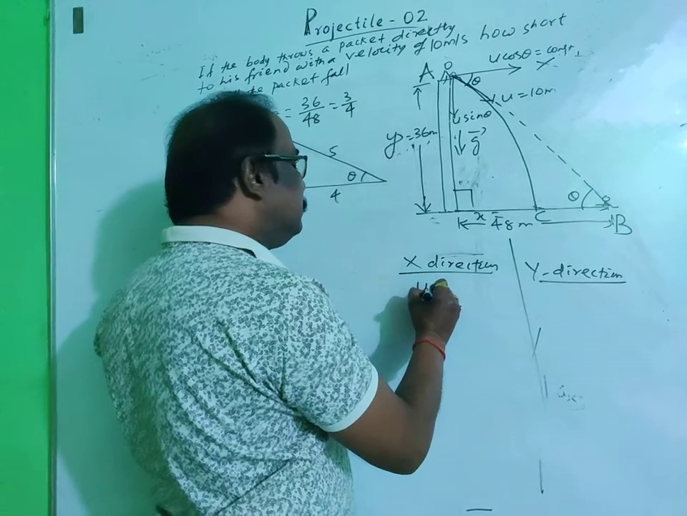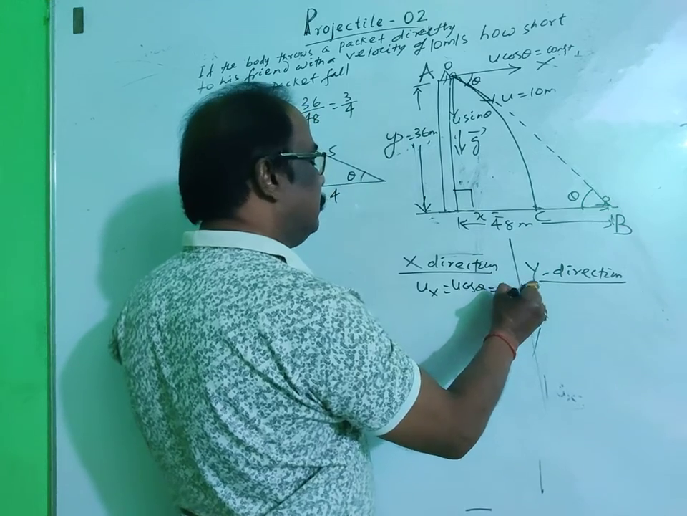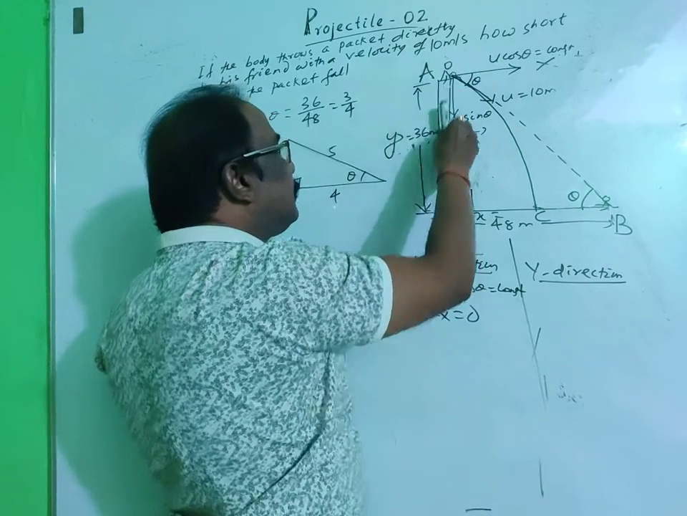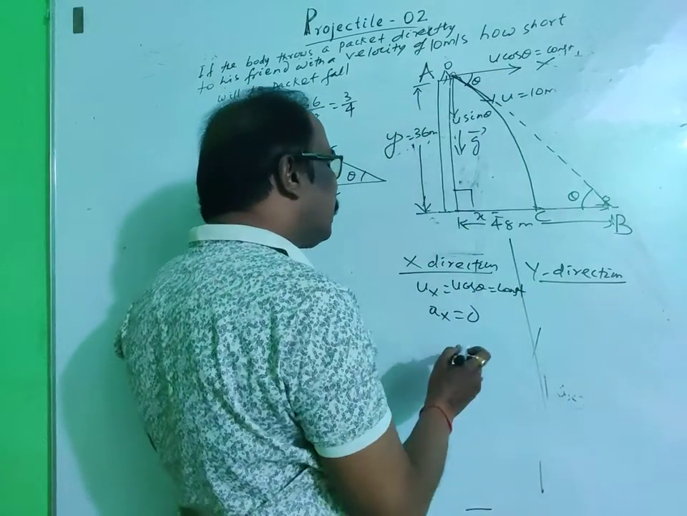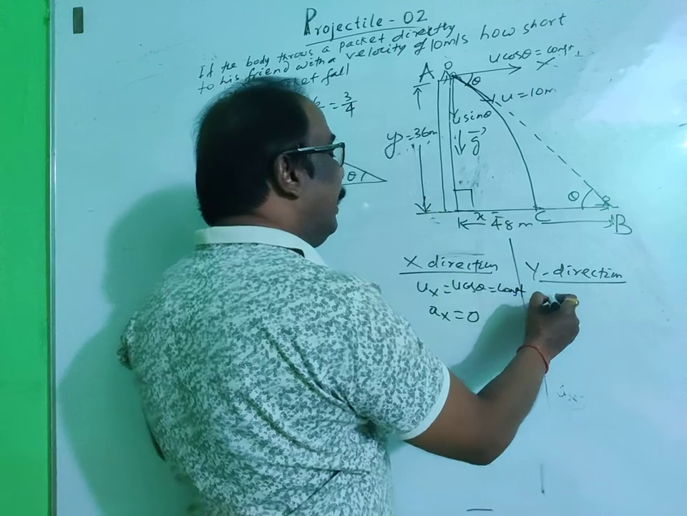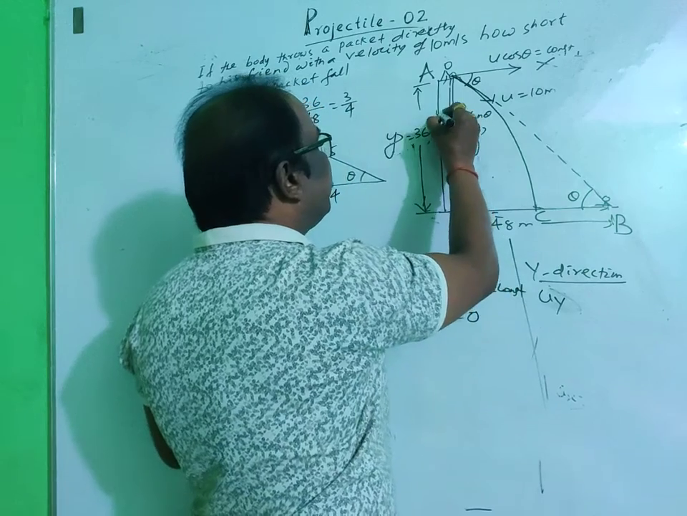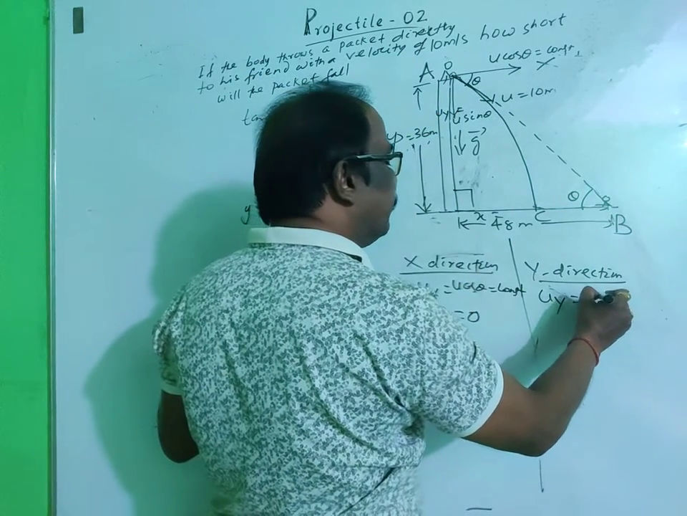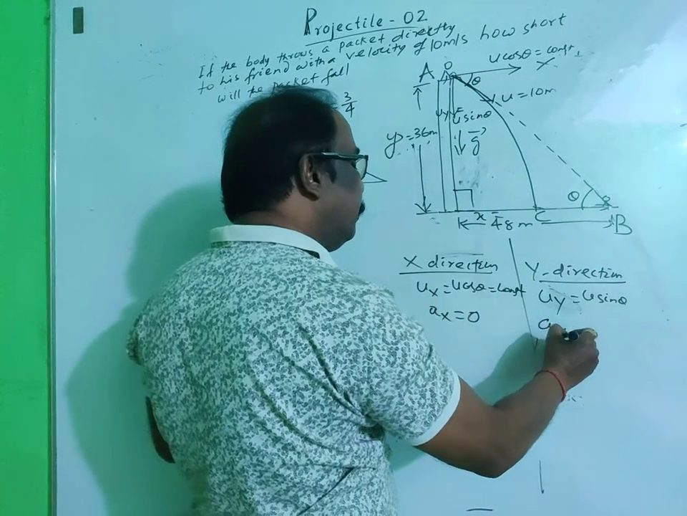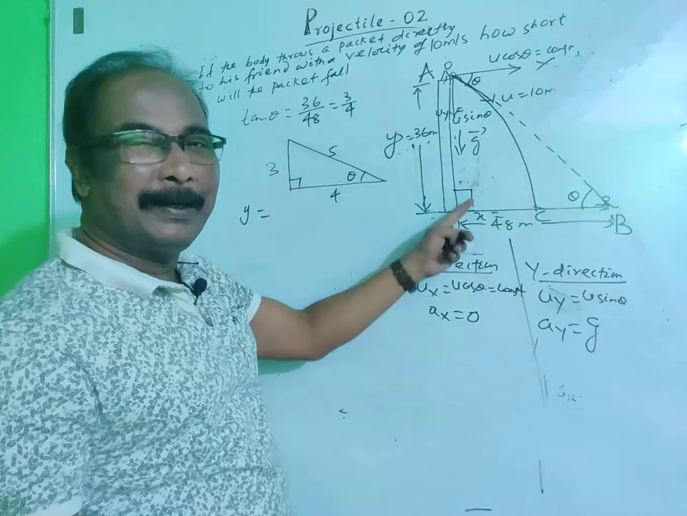In the x direction, initial velocity ux is u cos theta, and that will remain constant. In the x direction, acceleration is 0, since acceleration due to gravity is in the vertical downward direction and has no component in the x direction. In the y direction, initial velocity uy is u sin theta, in the negative y direction of course, and acceleration in the y direction is g. Both are in the same direction.